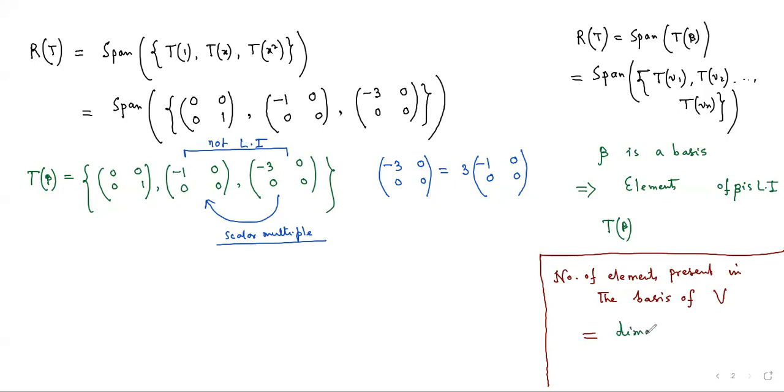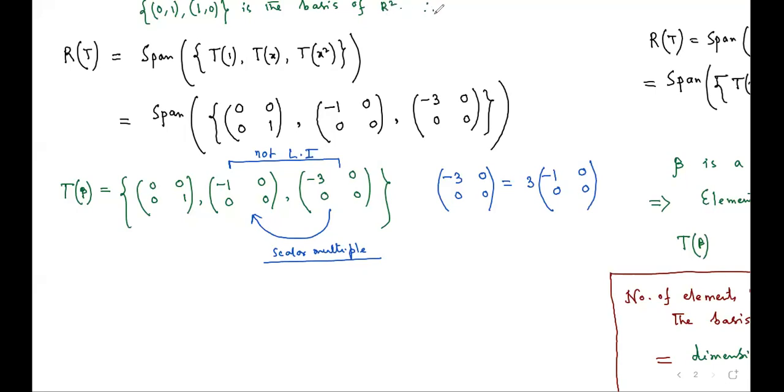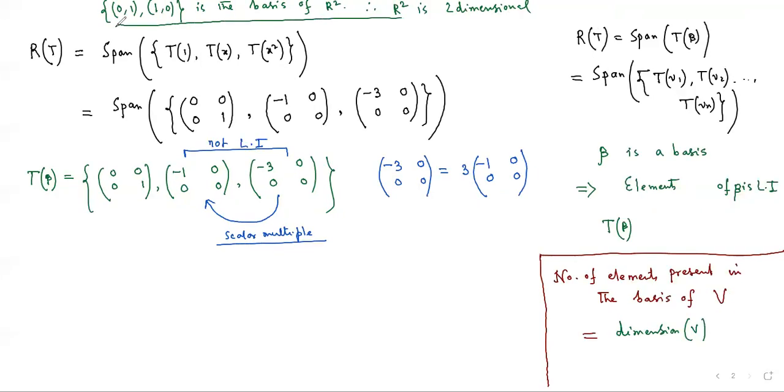Dimensions. Dimension of the vector space V. For example, as I discussed in the previous class, (0,1) and (1,0) form a basis of R2, and therefore R2 is two-dimensional. We discussed this particular point in the previous class.